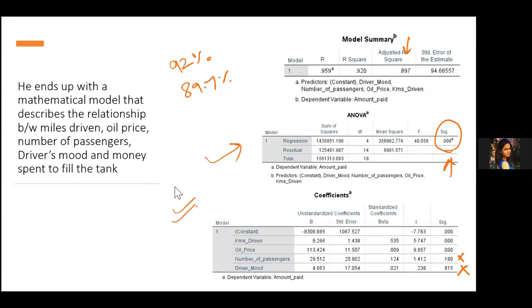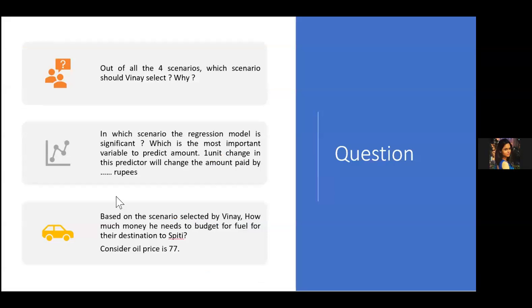But if I look at these variables independently, they are not significant. So this is not the model that I should go with. Now the questions are, out of all the 4 scenarios, don't answer it now.